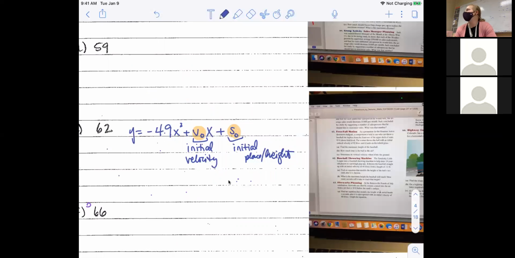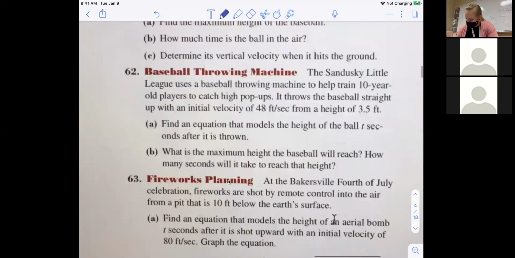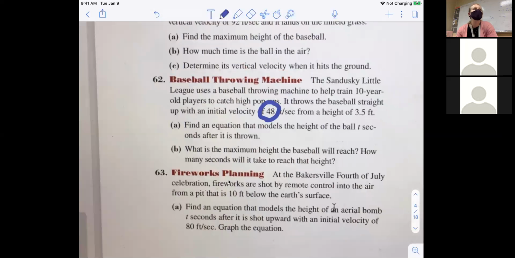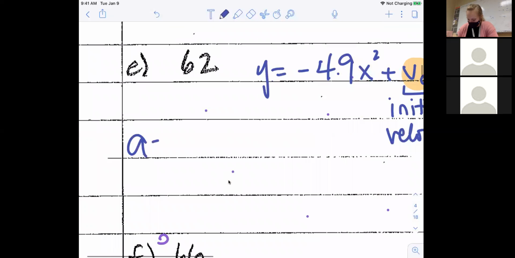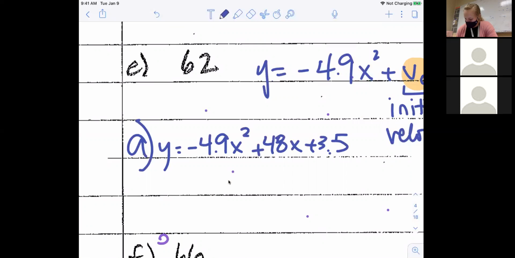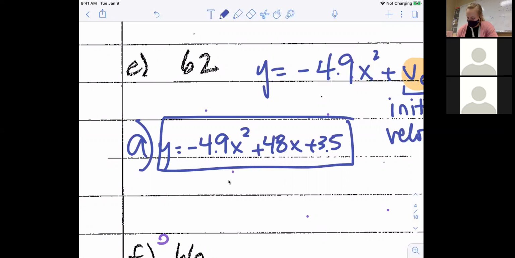And this was on your test, and I gave you that formula, and then we just plugged in. So if I tell you that my initial velocity is 48 feet per second, and my initial height is 3.5 feet, then we just plug that in for V sub 0 and S sub 0. That's going to be my equation. So A: y equals negative 4.9 x squared plus 48x plus 3.5. Cool with that so far?